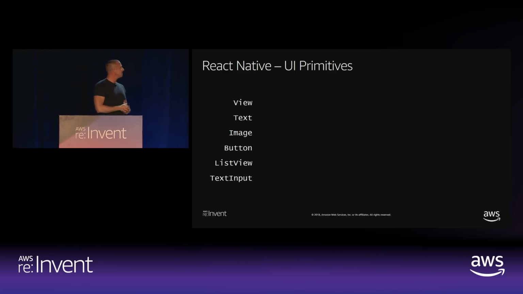So React Native has this idea of UI primitives to build your UI. You have primitives that are kind of similar to things that you might use in the web. So if you've ever used a div, you can kind of conceptually map that to a view. If you've ever used an IMG tag, you have image, so on and so forth.